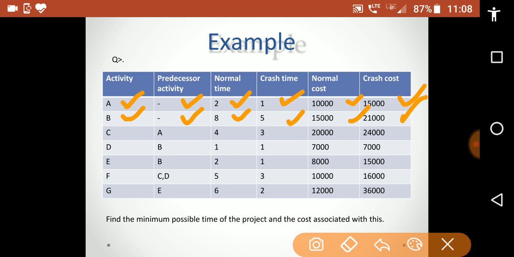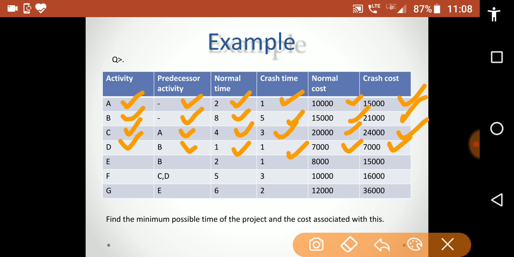Activity C: predecessor activity is A, normal time is 4, crash time is 3, normal cost is 20,000 and crashing cost is 24,000. Activity D: predecessor activity is B, normal time is 1, crashing time is also 1, normal cost is 7,000, crash cost is 7,000.